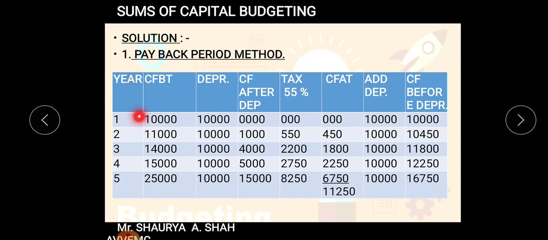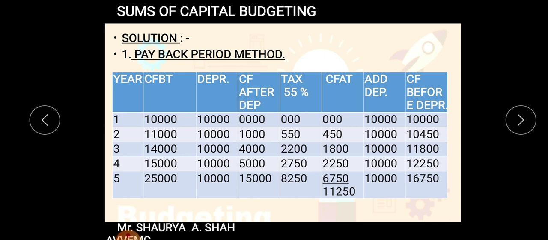In the first column, you need to write down the years. What is the economic life? That is 5 years, you are having the machine's life. Fine. So 5 years you will write down. CFBT is what is given in the question: 10,000, 11,000, 14,000, 15,000 and 25,000. This is already given in the question that I have written.